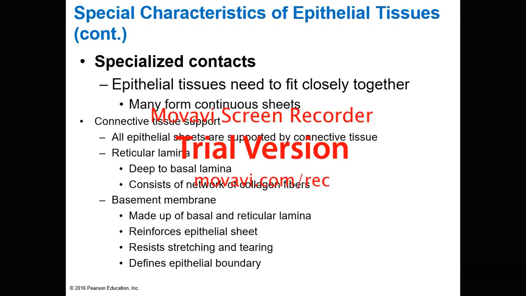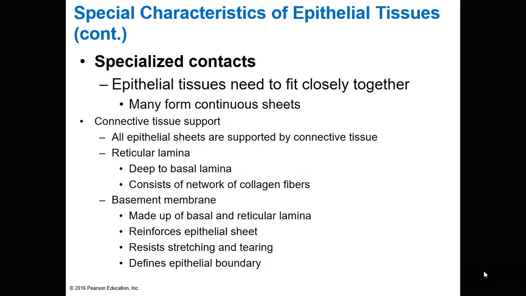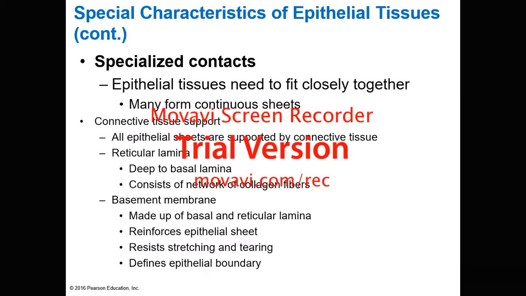So deep to the basal lamina, you're going to have the reticular lamina. The reticular lamina consists of a layer of extracellular material containing a fine network of collagen protein fibers that belongs to the underlying connective tissue.